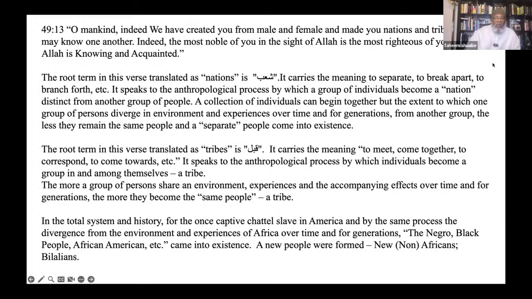In the total system of history for the once captured chattel slave in America, by the same process, the divergence from the environment and the experiences of Africa over time and for generations, the Negro, the Black people, African Americans, etc., came into existence. We didn't exist. Then by their process, we came into existence. So a new people were formed, new non-Africans. We say Bilalians.